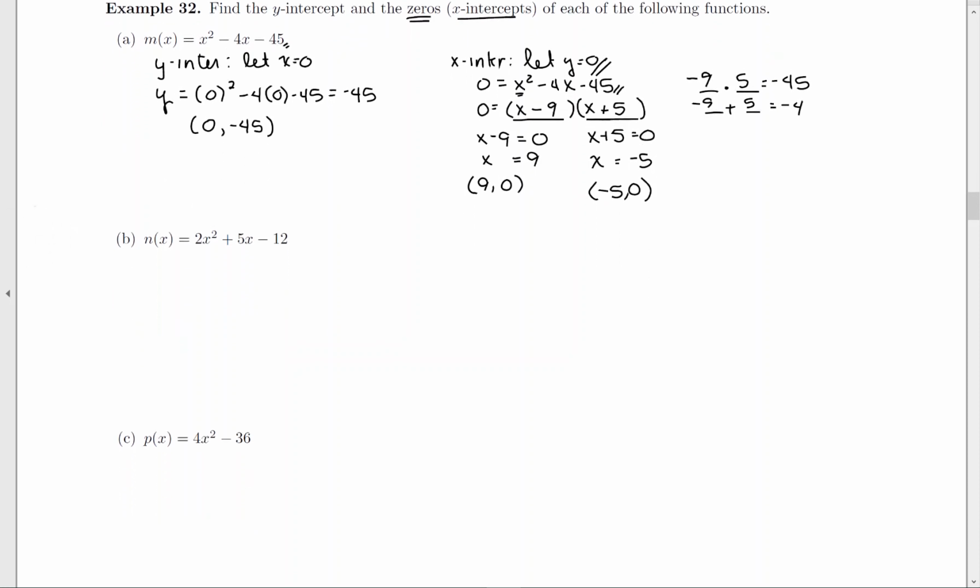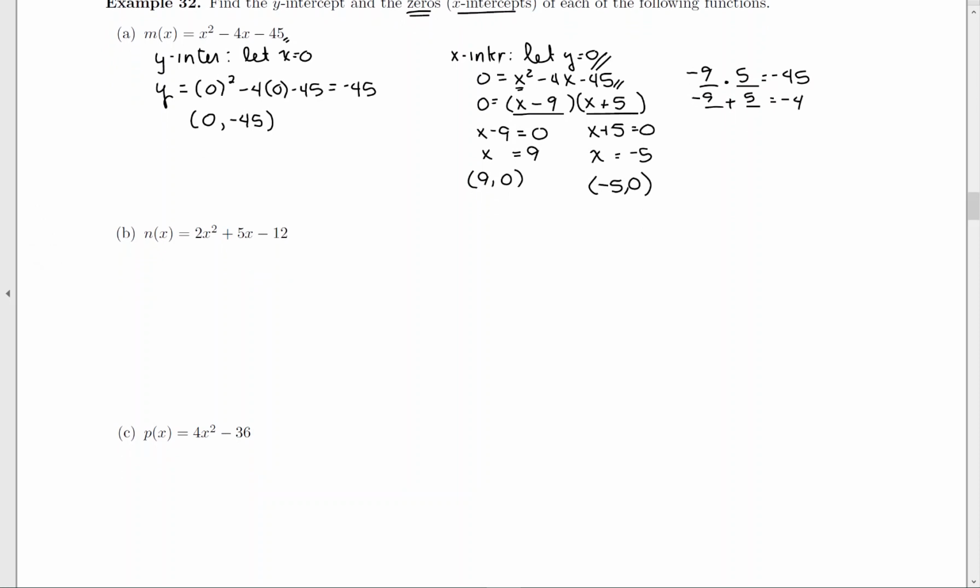So for letter B, same idea. We want to find the y-intercept and the zeros. So for the y-intercept, I let x equal 0. All right, so I'm going to have y equals 2x squared plus 5x minus 12. Everywhere there's an x, you're going to substitute in a 0. So 2 times 0 squared plus 5 times 0 minus 12 is just going to give you a negative 12 result. So the coordinate is: x part is 0, the y part of that point, negative 12.